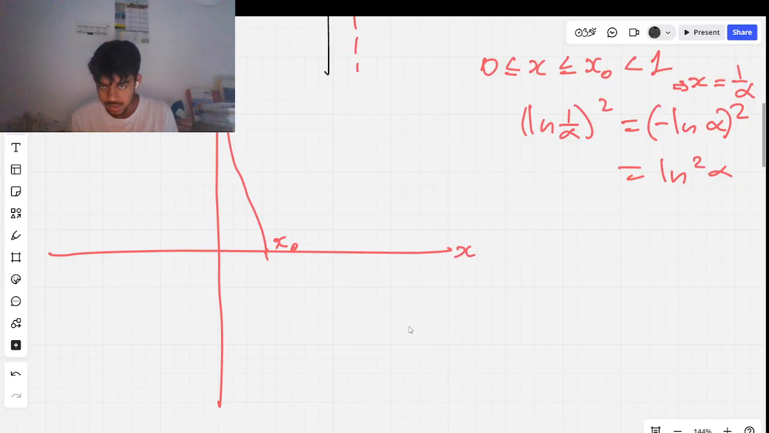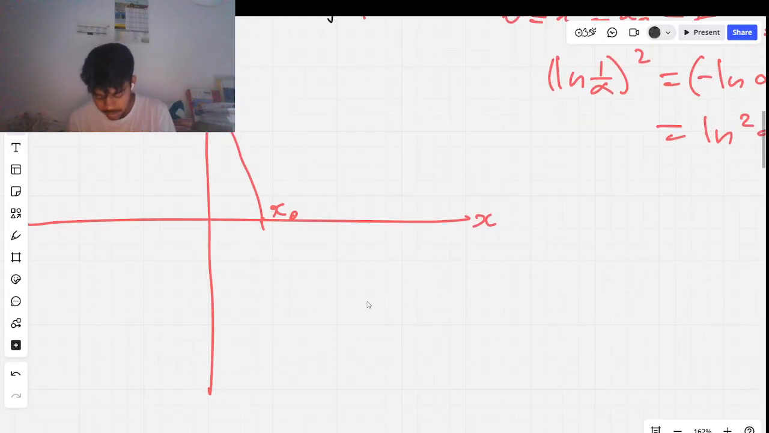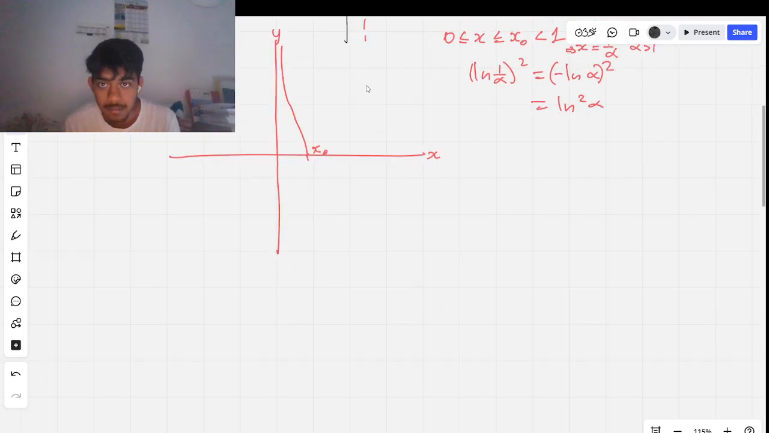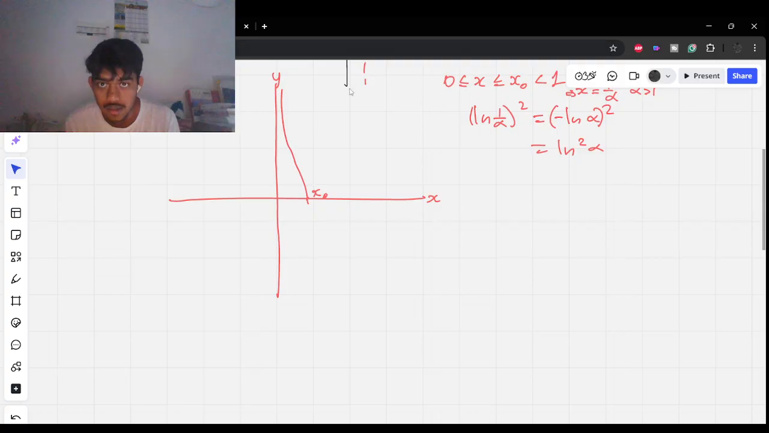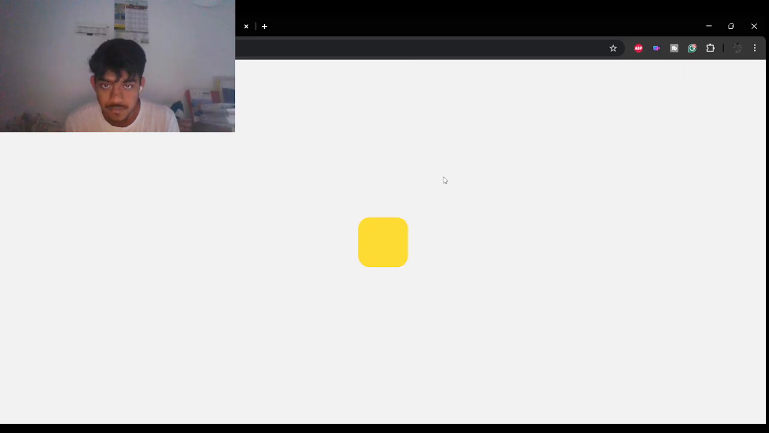I don't know why it's not loading, but this is what I drew. For some reason it doesn't show. It's not showing in the Miro board. Let me refresh. Please work. Please work.